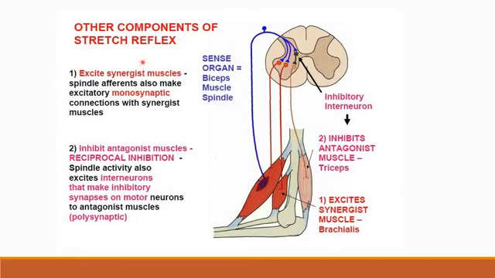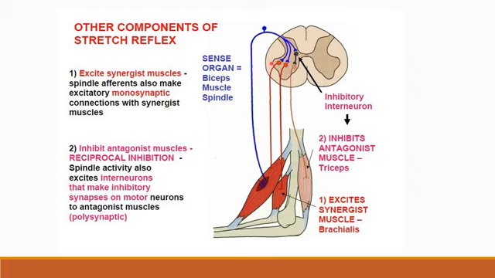And some other components of stretch reflex. It excites synergist muscles. That is, the spindle efferents also make excitatory monosynaptic connections with synergist muscles. So you know the meaning of synergist and antagonist, agonist and antagonist. Synergist or agonist muscles act along with, or respond facilitatively or positively, that is flexor response, and antagonist means opposite response, so they will relax instead of contracting. So here the stretch reflex excites the synergist muscles.